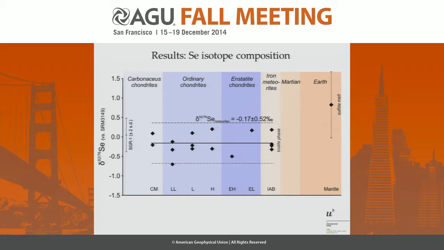If you now compare the values of the meteorites with that of the Earth, we just have one measurement so far, and this unfortunately had a very bad precision. But so far we cannot distinguish the Earth's mantle, which we measured by a sulfide melt, from the chondrites. So by now I can just say we cannot distinguish any sample which we measured so far for its selenium isotope composition. This leads us to the conclusion.